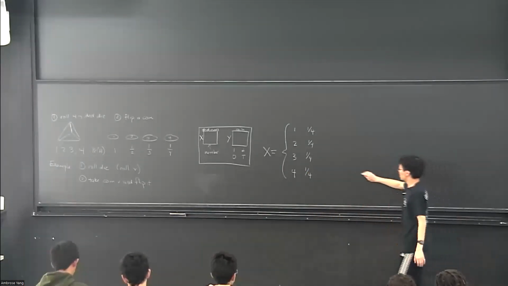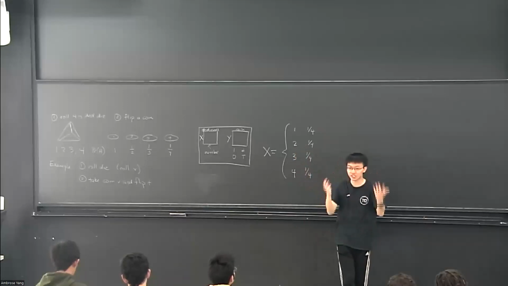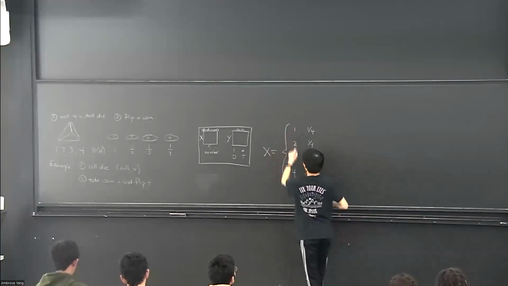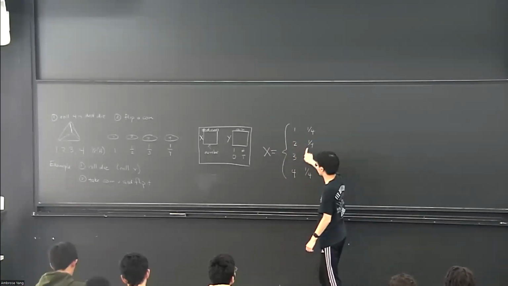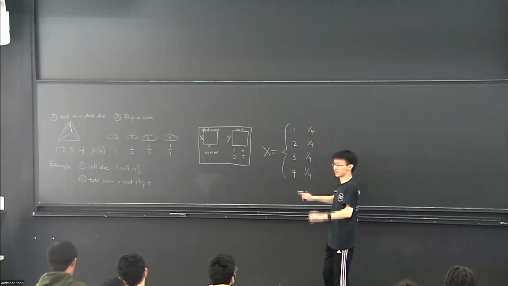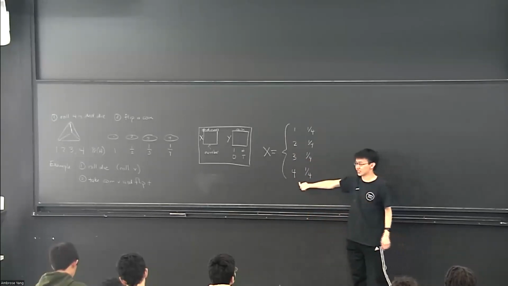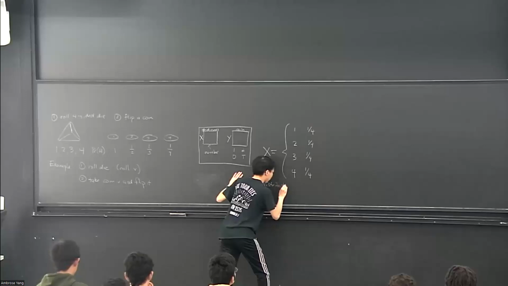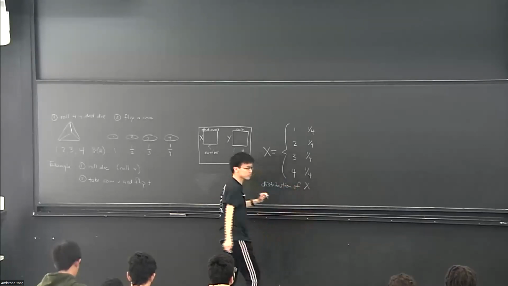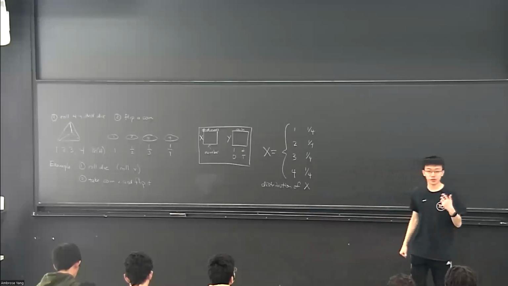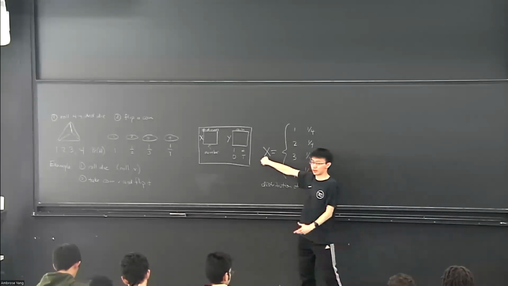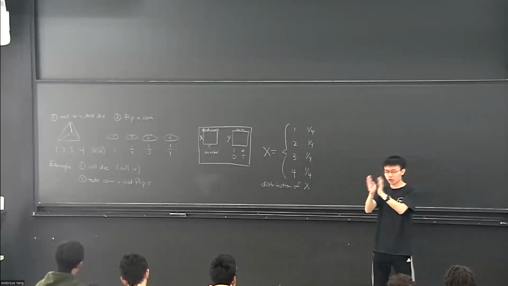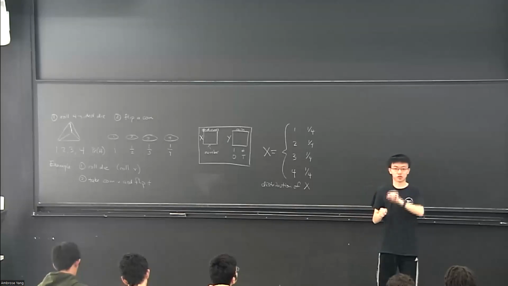And this effectively completely describes the behavior of X, which is that X pops up with a 1, 1/4 of the time, a 2, 1/4 of the time, a 3, 1/4 of the time, a 4, 1/4 of the time. This specification is effectively the distribution of X. The distribution for a discrete random variable captures all the possible values that random variable can take on, with what corresponding probability.